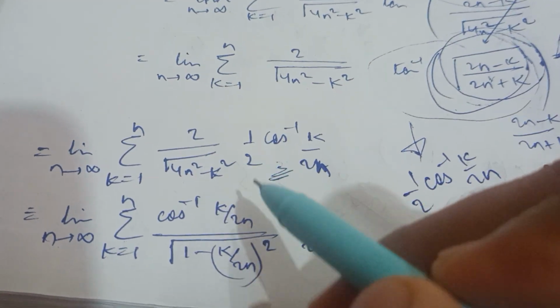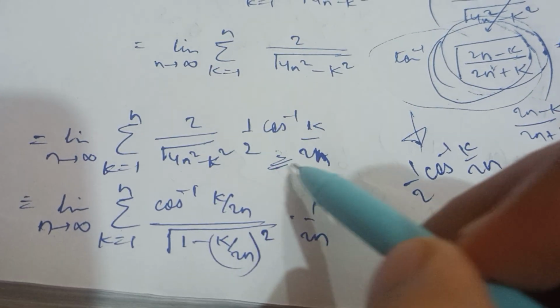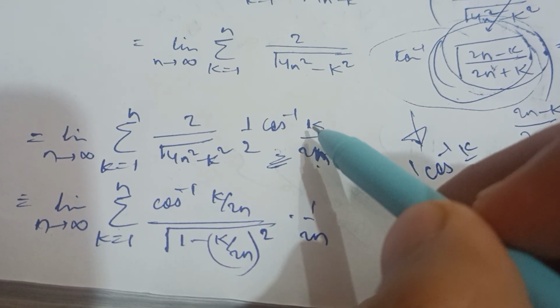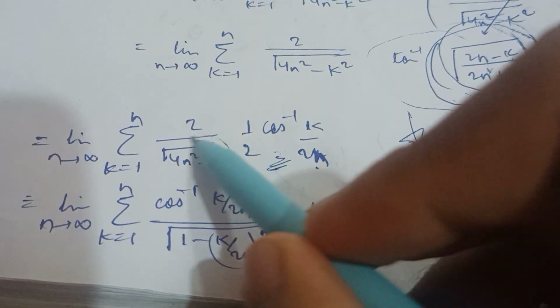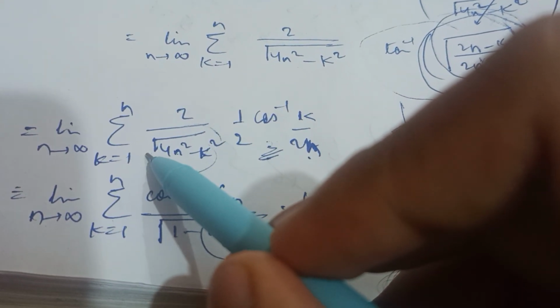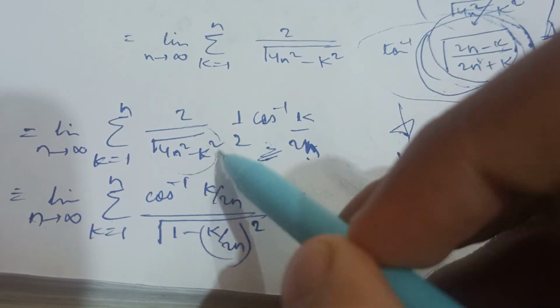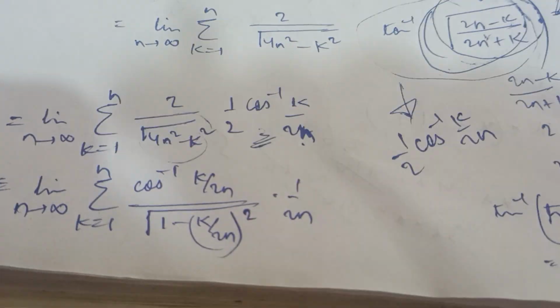Now again I will just combine it and try to simplify by doing some algebra. I will take 2n cos inverse k by 2n inside and then try to make it as k by 2n. So I will take 4n square outside, and after applying the under root it will become 2n and 1 minus k upon 2n whole square. So similar as numerator and denominator.